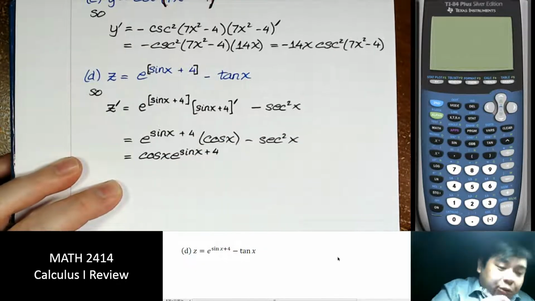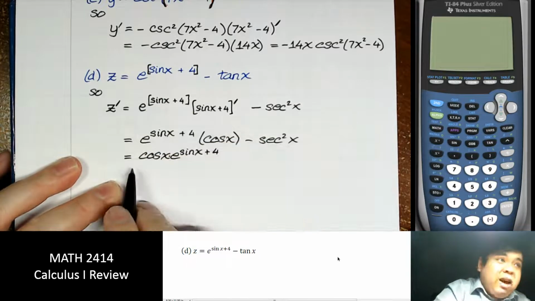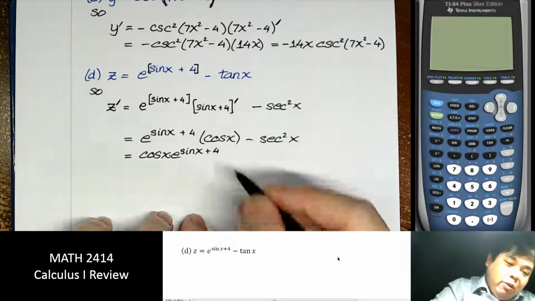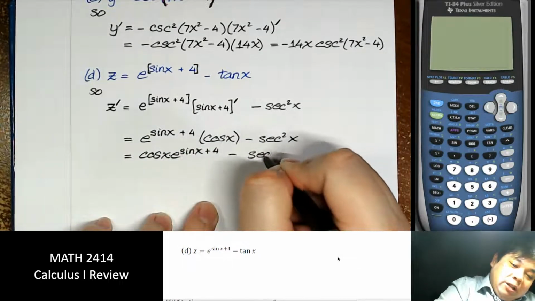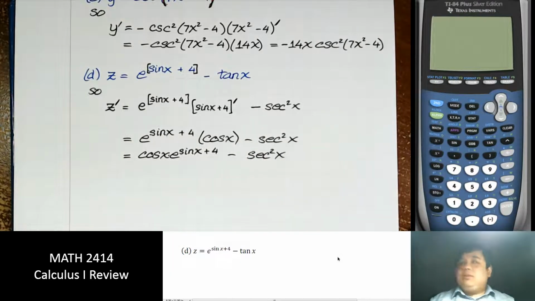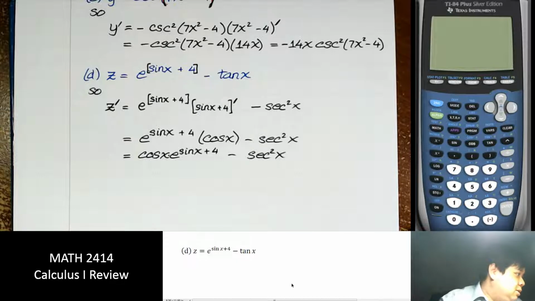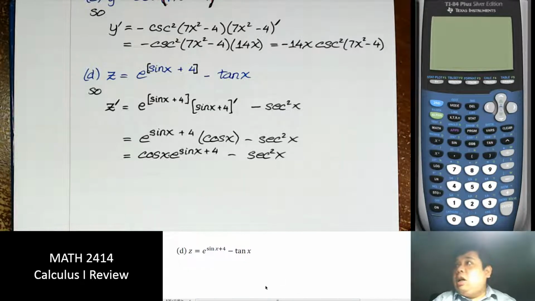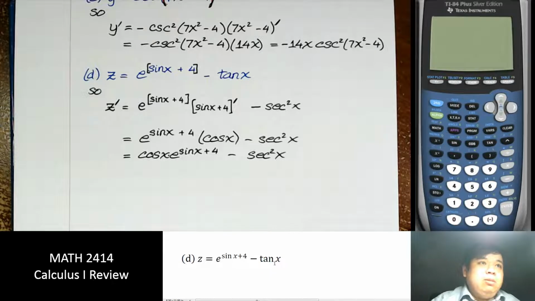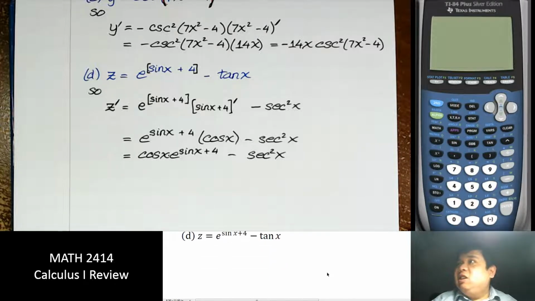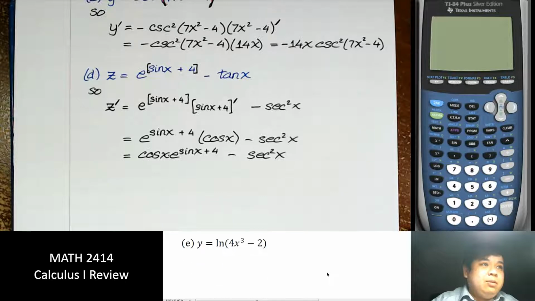If that's a little confusing, just put a dot here. So cosine of x times e to the sine x plus 4 and minus secant square. Yeah, that's even better. Right. Next.